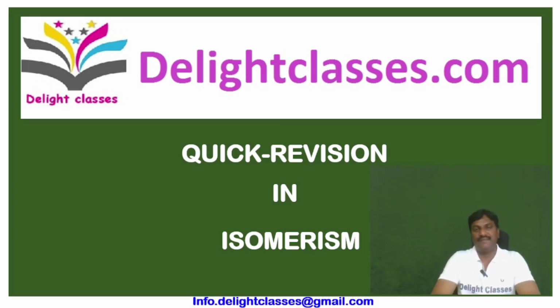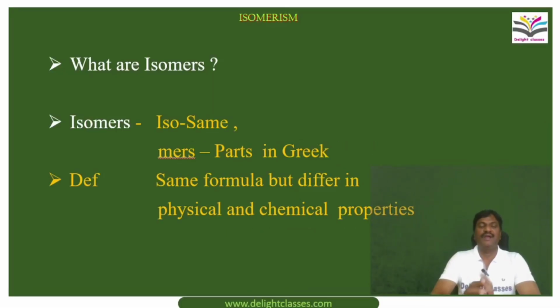Now we are going to see the quick revision in isomerism. What are isomers? Iso means same, mers means parts in the Greek language. Definition: the same formula but different physical and chemical properties. The molecular formula is the same, but the properties are different.